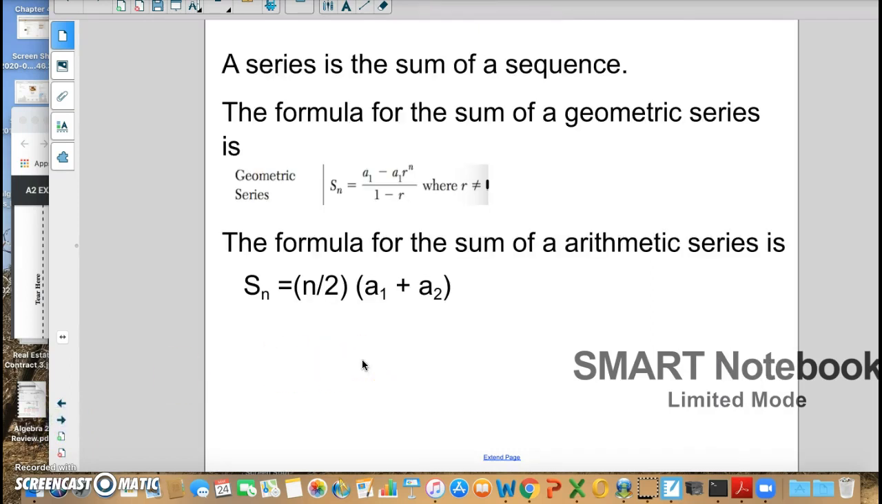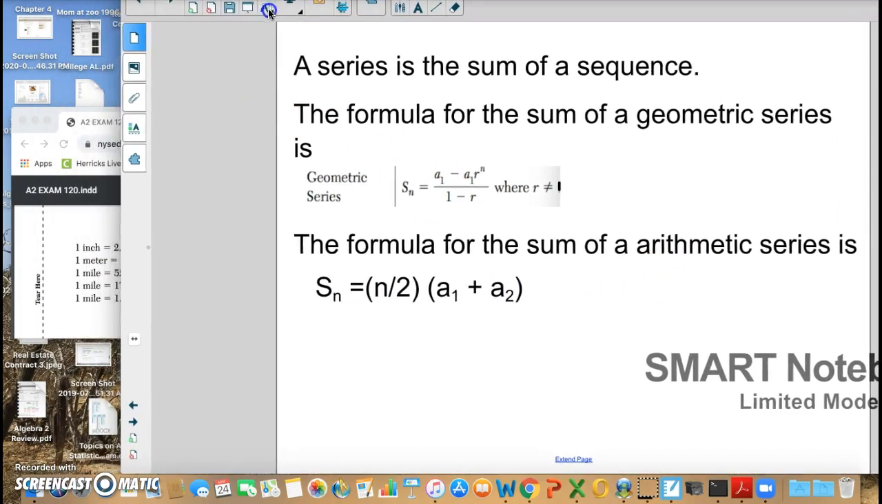A series is the sum of a sequence. So the formula for the sum of a geometric sequence is this. And the formula for the sum of the arithmetic sequence is this. The second one, for the arithmetic sequence, is not on the formula sheet. You just need to memorize it.